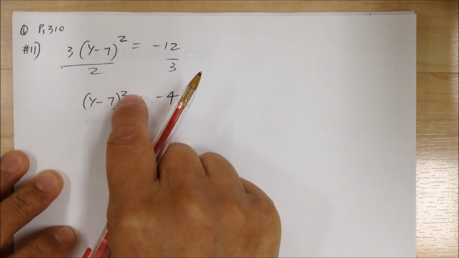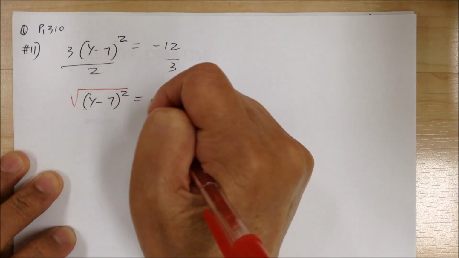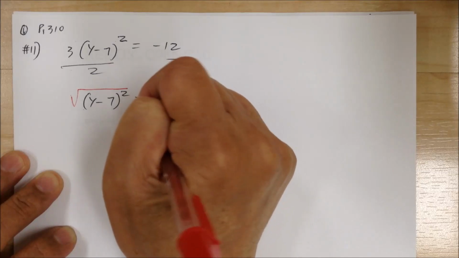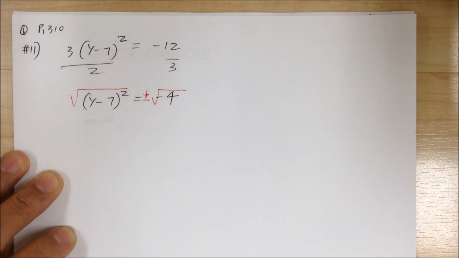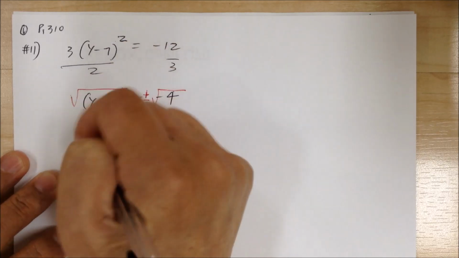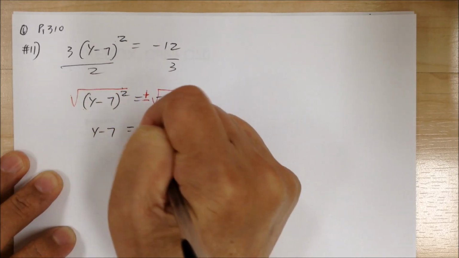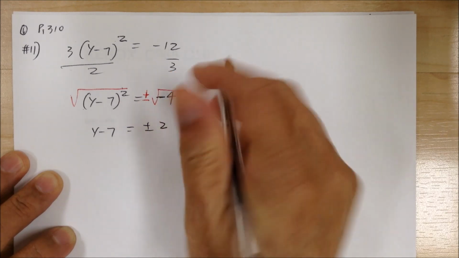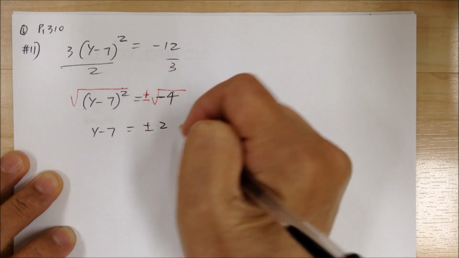So now to undo the square, you take the square root. Now when you take the square root of the variable, make sure you have plus or minus, okay? So square and square root cancel out. So you got y minus 7 equal to plus or minus. And so square root of 4 is 2. Square root of negative 1 is i.